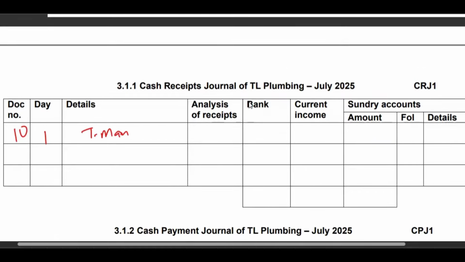There was a bank payment of 100,000 rands. Okay, so is it a current income? No, it was the capital. So you're going to record it under the sundry accounts. Okay, so the details will be, this is basically capital.